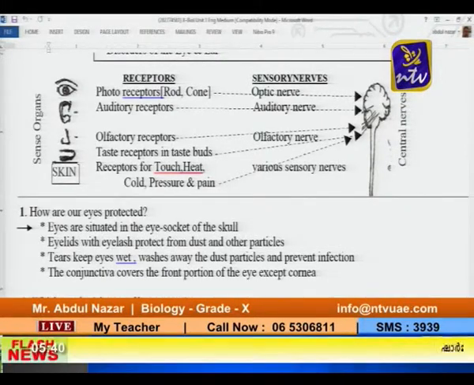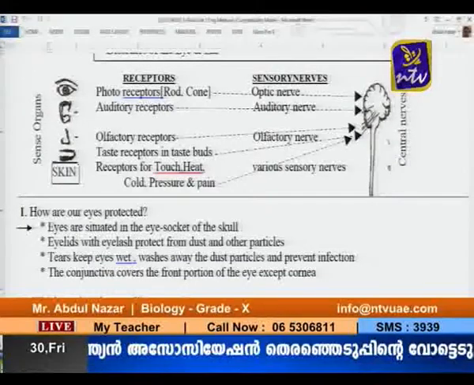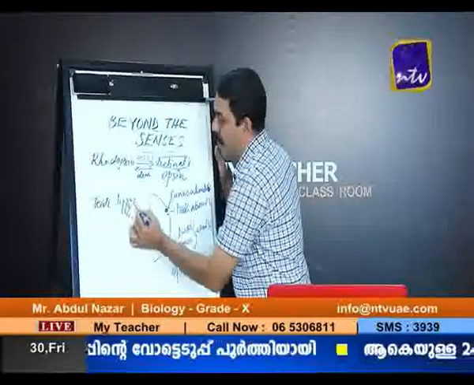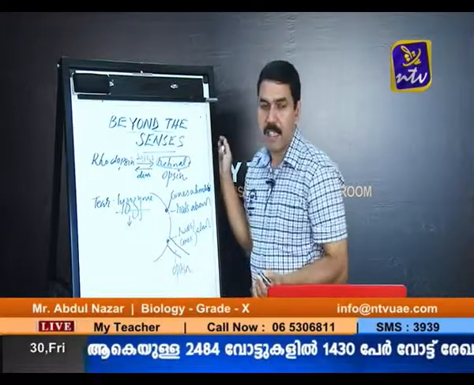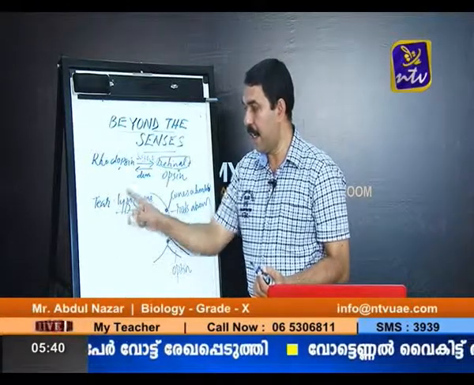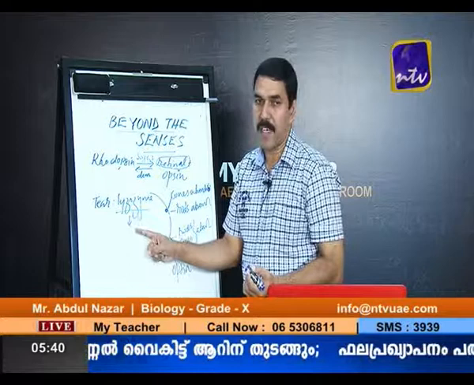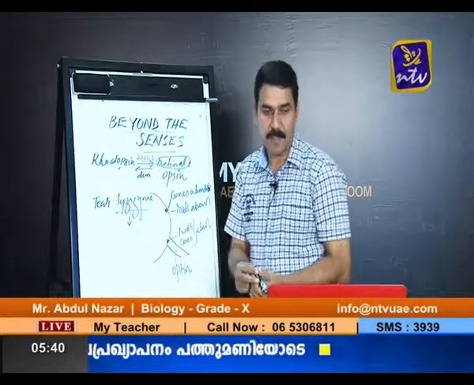But a point to remember is that tears contain an enzyme. This is an important point: it is called lysozyme. It acts as a germ killer. So, the point to remember is that tears contain an enzyme called lysozyme. Lysozyme acts as a germ killer and protects the eye from infections.